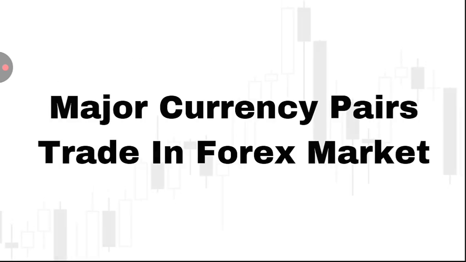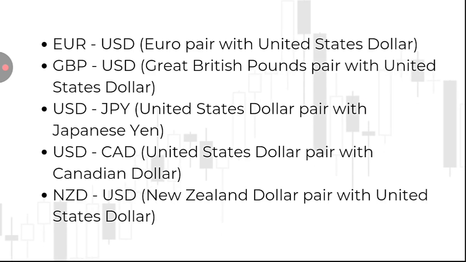All right, so major currency pairs trade in the forex market. There are certain currency pairs that traders usually trade in the forex market, and right here, let's check some of them. We have EUR/USD, the Euro paired with the United States dollar, which is one of the major currency pairs that traders trade. We also have GBP/USD, which is the Great British pound paired with the United States dollar. We also have USD/JPY, which is the United States dollar paired with the Japanese yen.